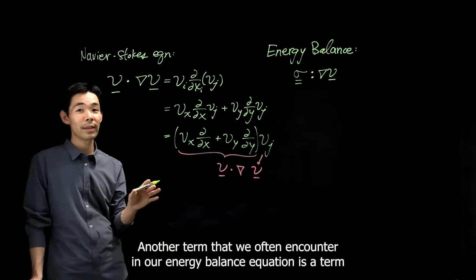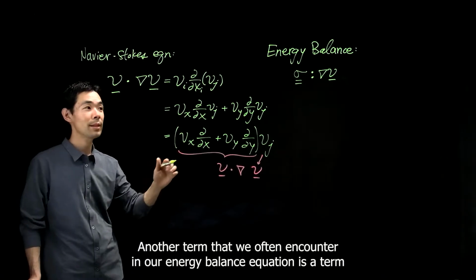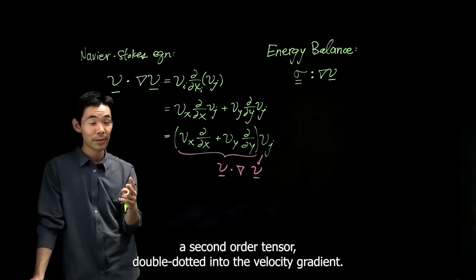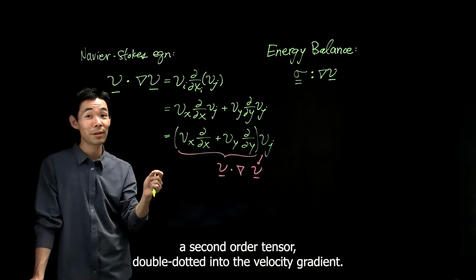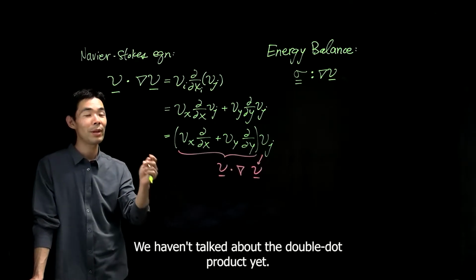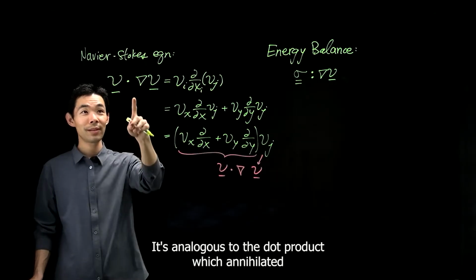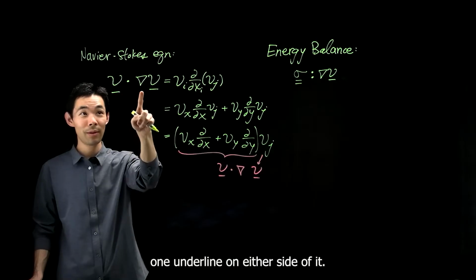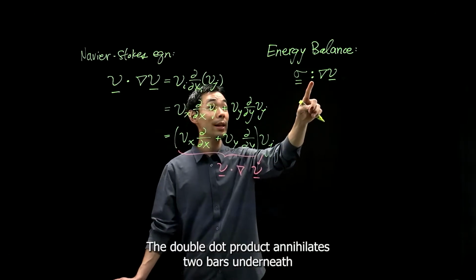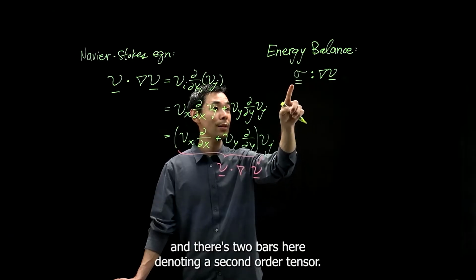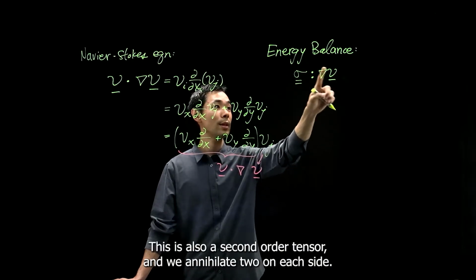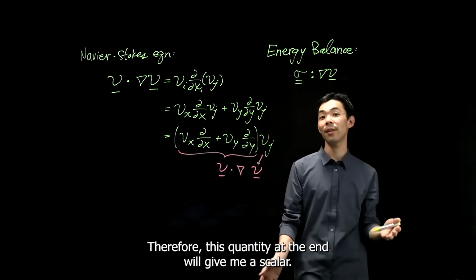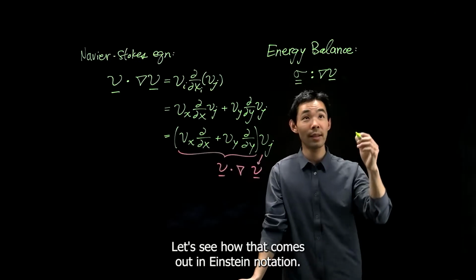Another term that we often encounter in our energy balance equation is a term that looks like the term here, which is the stress tensor sigma, a second order tensor, double dotted into the velocity gradient of v. Now we haven't talked about the double dot product yet. It's analogous to the dot product, which annihilated one underline on either side of it. The double dot product annihilates two bars underneath. So there are two bars here denoting a second order tensor. This is also a second order tensor. It annihilates two on each side. Therefore, this quantity at the end will give me a scalar. Okay? Let's see how that comes out in Einstein notation.